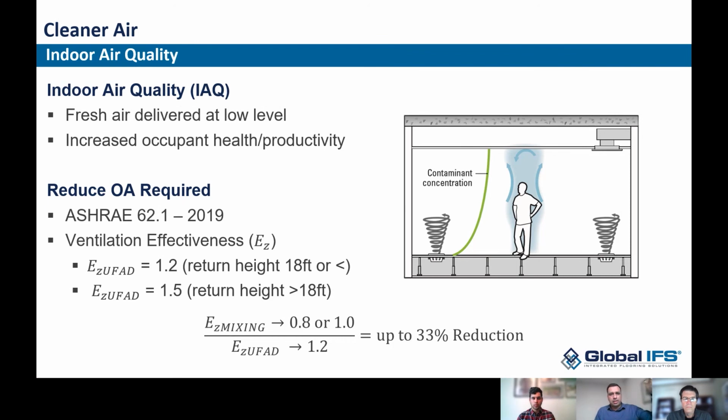So with an overhead system, at best, you could achieve 1 as your ventilation effectiveness. With an underfloor air system, when designed right, at minimum, you'll have ventilation effectiveness of 1.2. So you could reduce your ventilation air requirement by at least 18%. In a lot of the cases where you have ceiling heights that are greater than 18 feet, it allows you 1.5 ventilation effectiveness, which provides you even further credit.